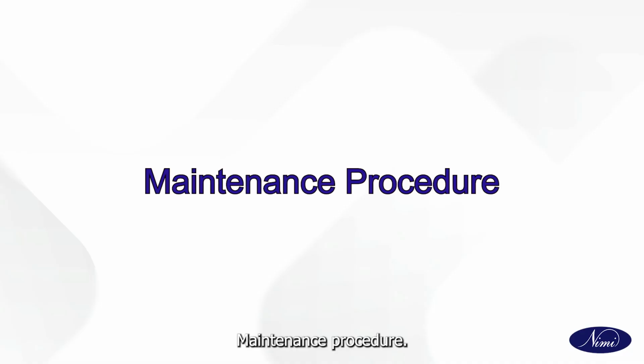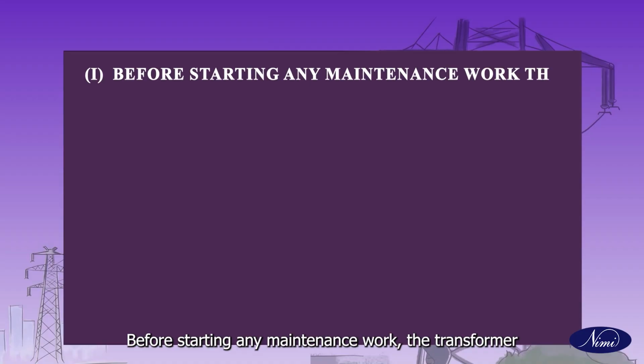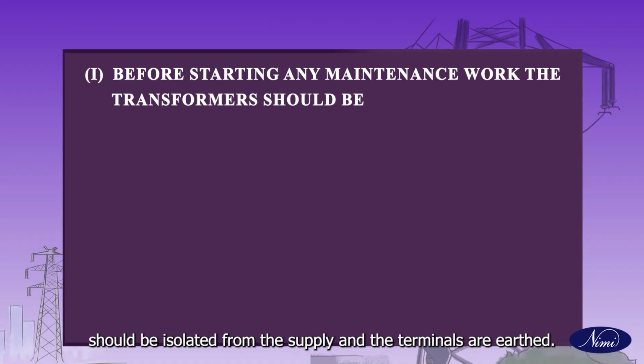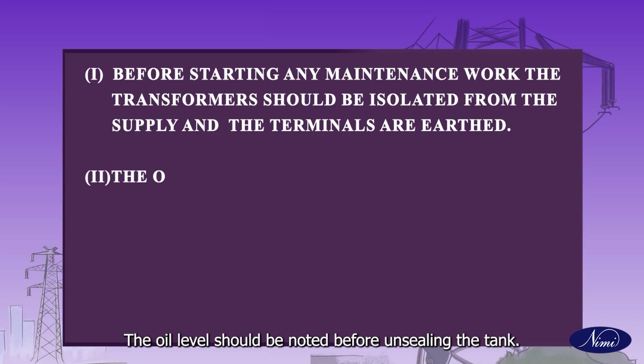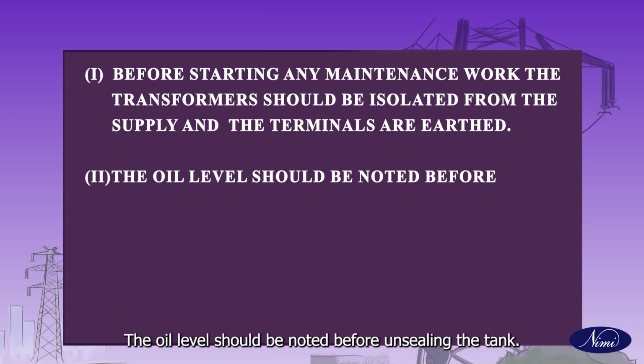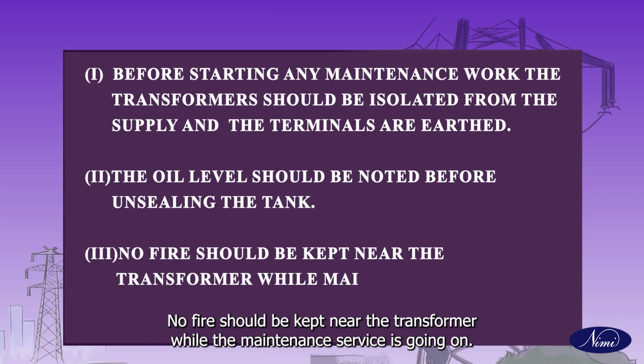Maintenance procedure. Safety precautions. Before starting any maintenance work, the transformer should be isolated from the supply and the terminals earthed. The oil level should be noted before unsealing the tank. No fire should be kept near the transformer while the maintenance service is going on.